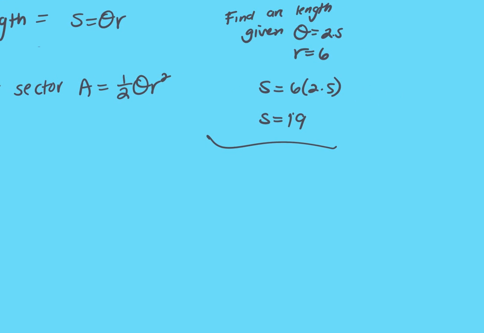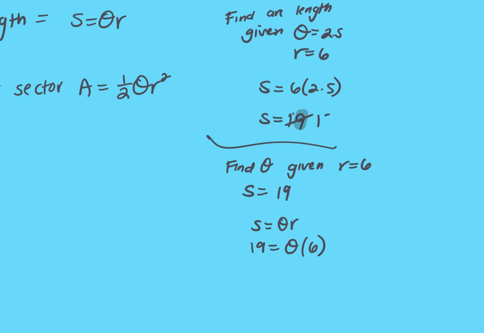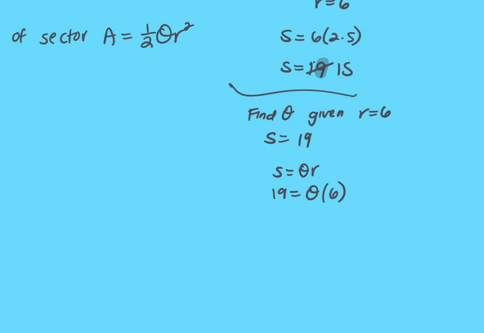Or it could say, find theta given r equals 6 and s equals 19. So then, again, S equals theta times the radius. S is 19. Theta is what we don't know. Radius is 6. And I would do 19 divided by 6. Wait, that should have been 15. We're still going to stick with the 19 for the second part. So 19 divided by 6, and I get theta is 3.167. It says nearest tenth, so it'd be 3.2.